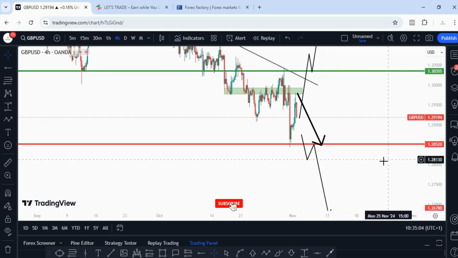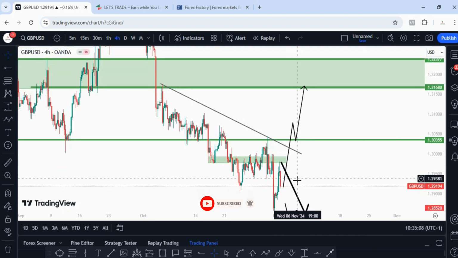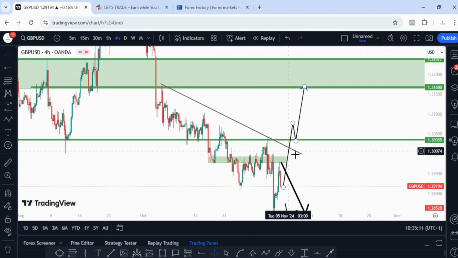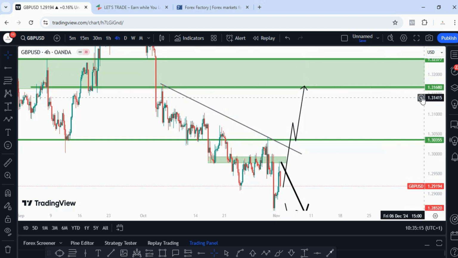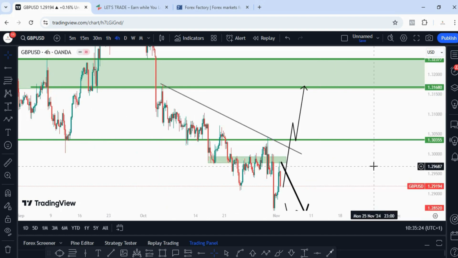That's my bearish targets. Target 1 is 1.28520 and target 2 is 1.26780. Then for the bullish scenario, that means price should break out of this zone before making its way up here. So that is the last pair I'm going to be analyzing in today's video.